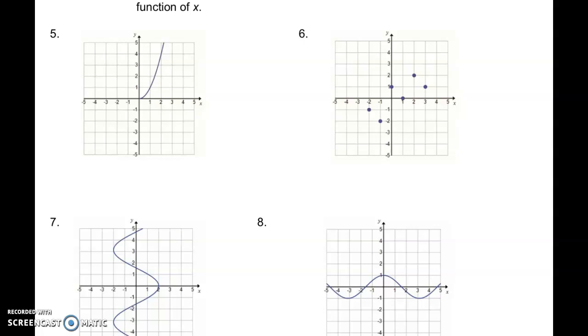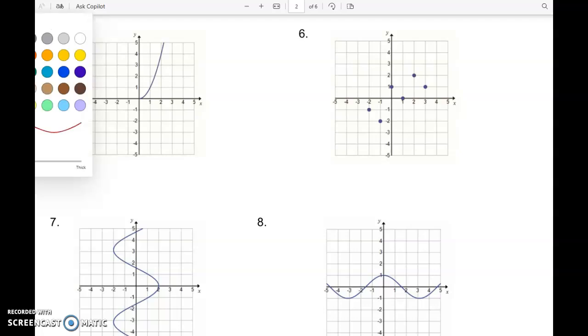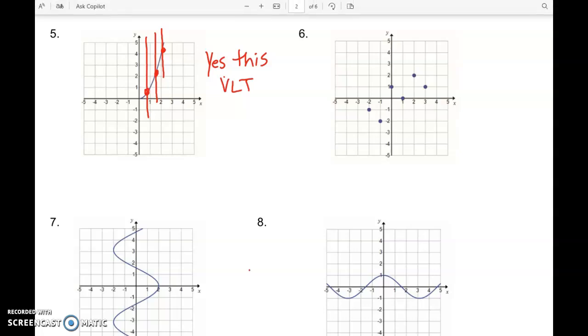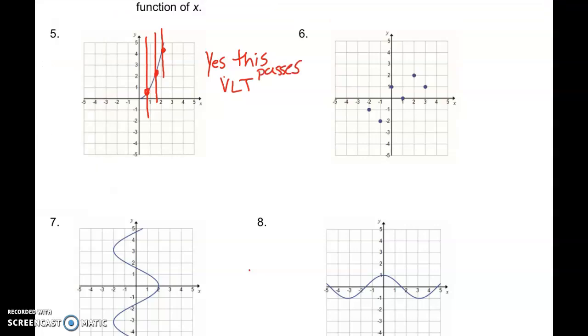So in this first one here, what I do is I'm going to draw vertical lines through the graph. So this blue line is my graph, and each vertical line intersects in only one spot. So I can say, yes, this passes the vertical line test. I'm going to abbreviate it, VLT. And since it passes the vertical line test, it is a function.